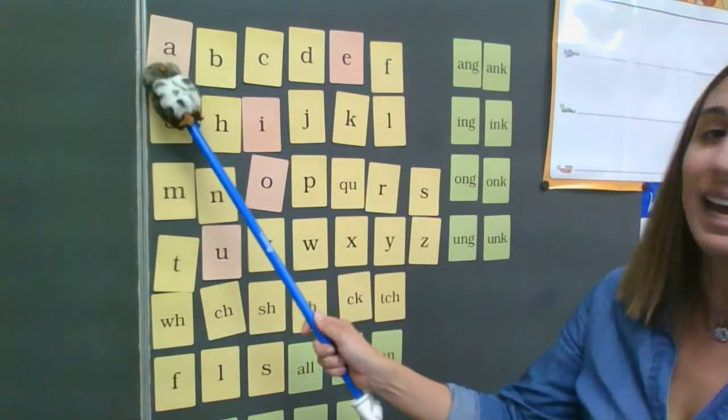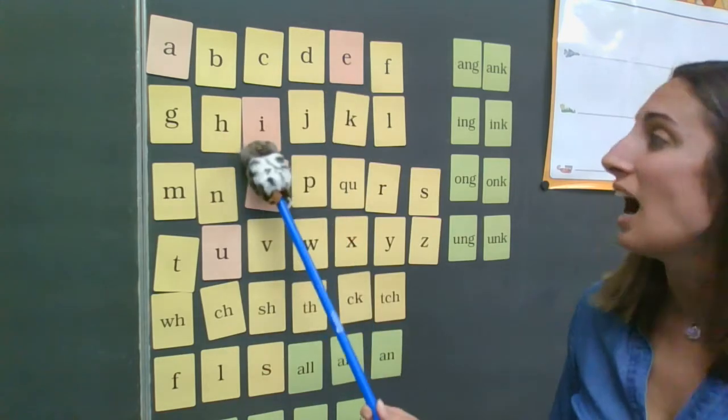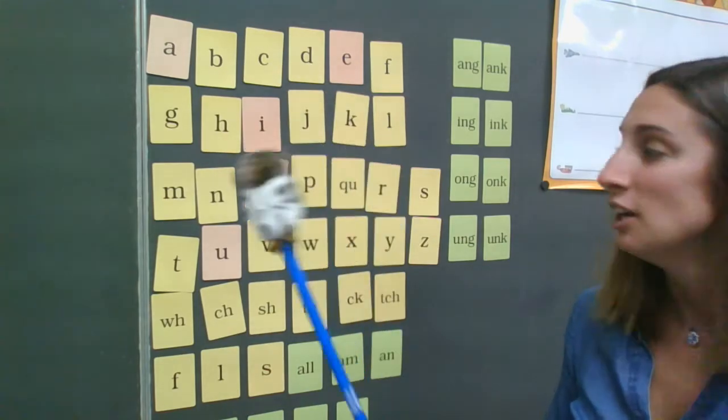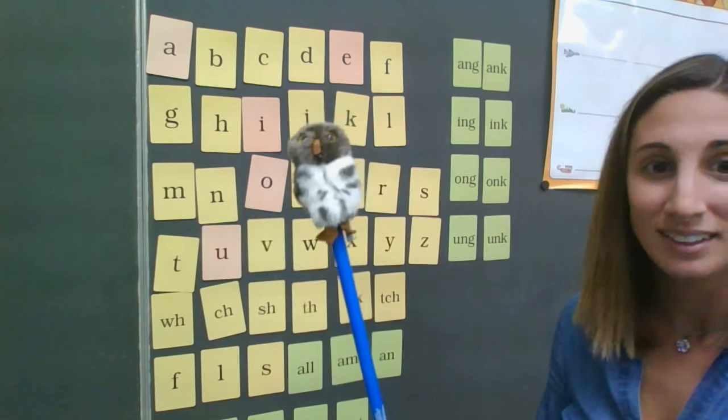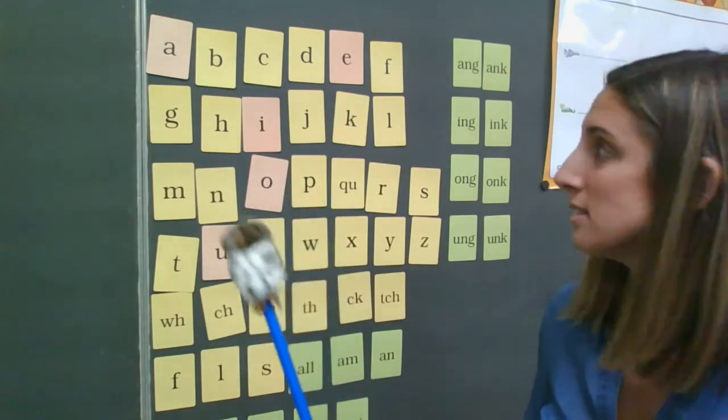Repeat after me. A, apple, ah. E, ed, eh. I, itch, eh. O, octopus, ah. U, up, ah. Let's do a few consonants.